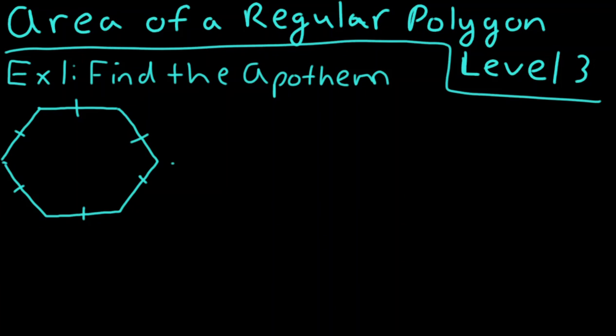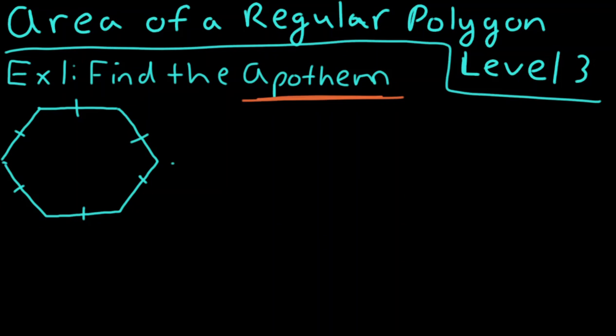Alright, welcome to the area of a regular polygon level 3. Now in this video we're going to be focusing on how we can find the length of the apothem. And that's our fancy word right there, the apothem. Now remember, when we look at our regular polygons, in this case we see that this shape has 1, 2, 3, 4, 5, 6 sides. So this will be a regular hexagon.